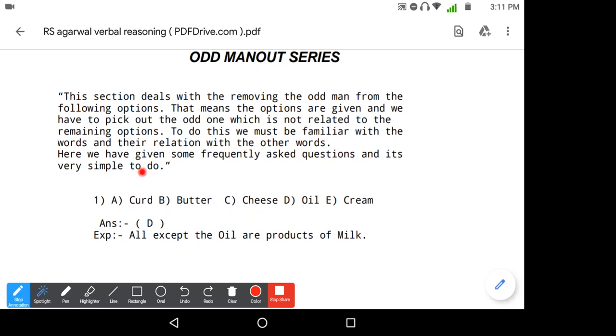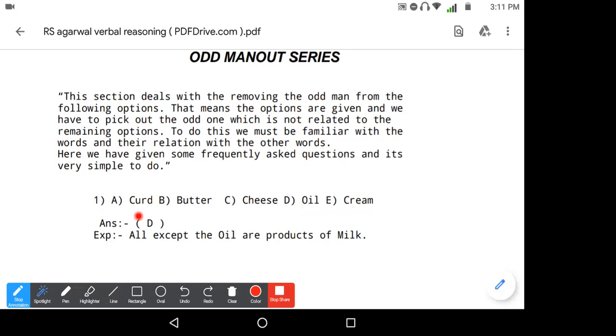Here we have given some frequently asked questions and it's very simple to do, is what they say here. So let us see. Curd, butter, cheese, oil, cream. So these are the five options and we are supposed to eliminate oil. Why is that? Let us analyze.